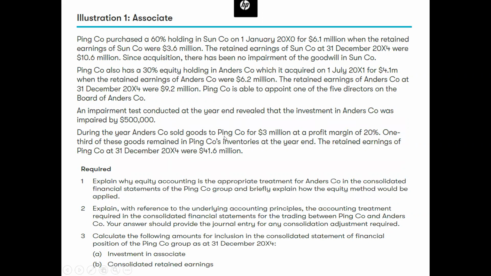Okay. So they clearly tell me here, Anders, the associate, sold. So my question is, who makes the profit? Who makes the profit? So what do you guys think? If Anders, the associate, sells to the parent, who makes the profit that's unrealized? The associate. You guys all agree it's the associate?